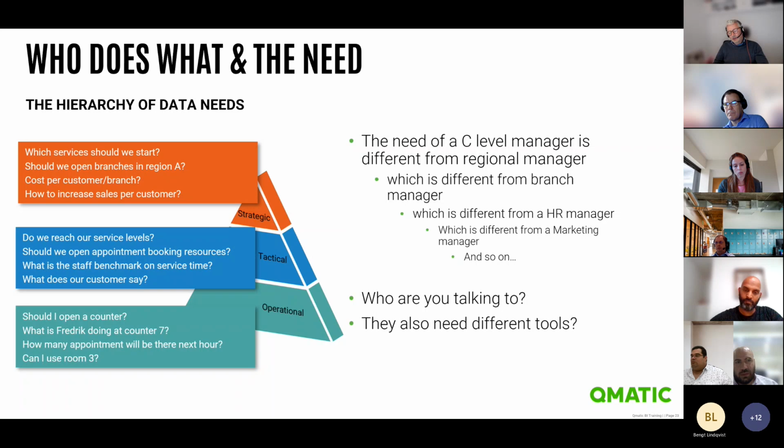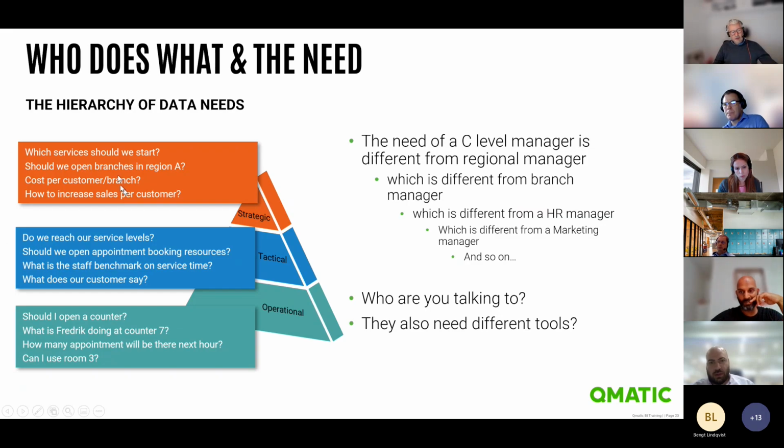You know, if I talk to a C-level manager, then that person is on a certain level of what they want to know from a system, from a data system, you know, as business intelligence. A C-level manager like a CEO or a CFO probably is not so interested in, let's say, is counter 7 open and who sits there and what are they doing there? Now, that is much more on an operational level. And we have sort of tools and functions for all those different levels.